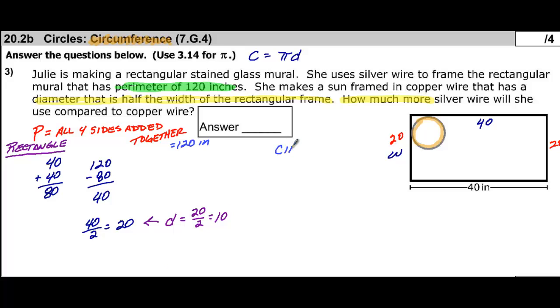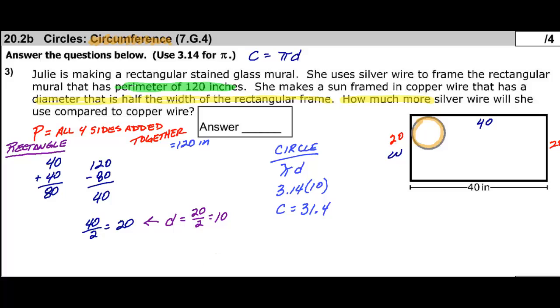So for the circle, we know that that formula is pi times the diameter. We just said the diameter was this 10 right here. So we have 3.14 times 10, which gives us a circumference of 31.4. Anytime you're multiplying by 10, you just move the decimal 1 point to the right.